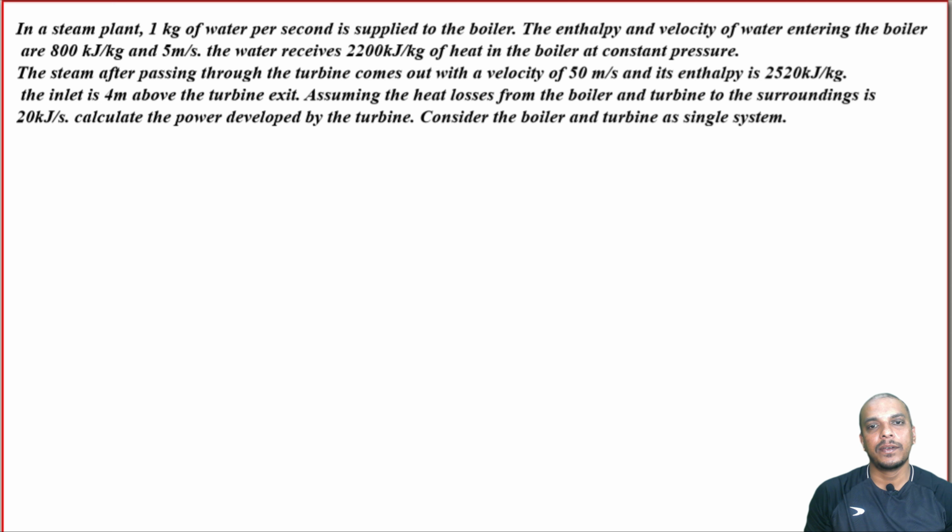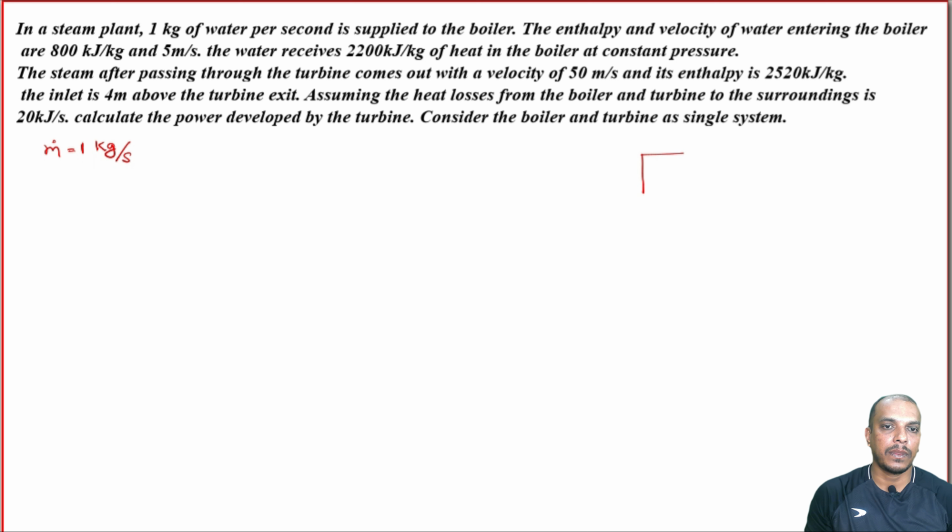In this video, we will solve one more problem on the steady flow energy equation, our first law applied for an open system. The problem is: in a steam plant, 1 kg of water per second is supplied to the boiler. So, mass flow rate is given as 1 kg per second is supplied to the boiler. So, he is talking about a boiler.